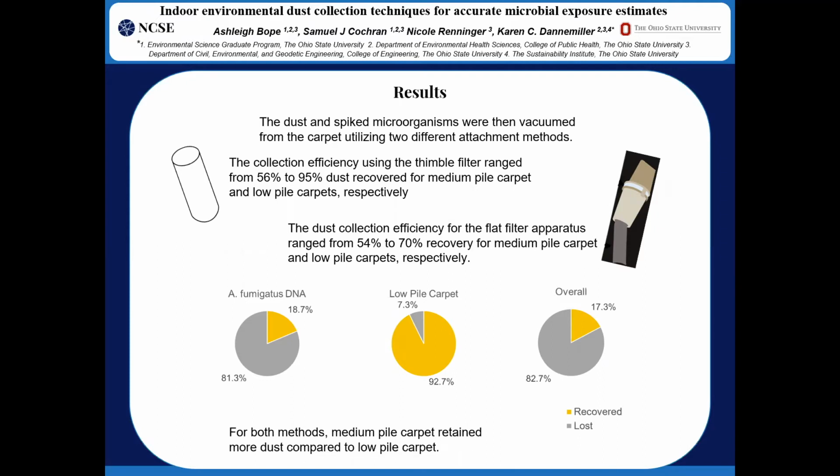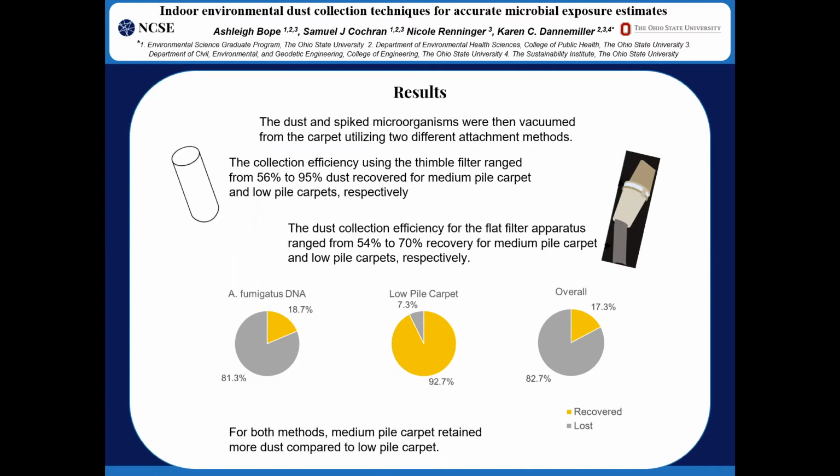When we look at collection efficiencies using the thimble filter for the low pile carpet, we were able to collect about 95% of the dust. For the medium pile carpet, not as much, which seems kind of logical. We were only able to collect 56% of the dust from the carpet. Using the nozzle attachment for the medium pile carpet, it was about the same. We were able to collect 54% of the dust that was embedded, but for the low pile carpet, we were only able to collect around 70%, which is lower than what we were able to collect with the thimble filter.